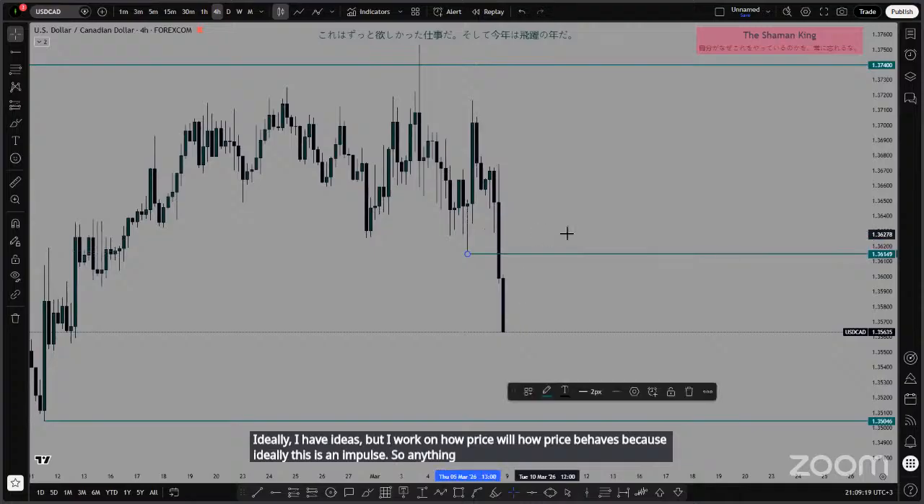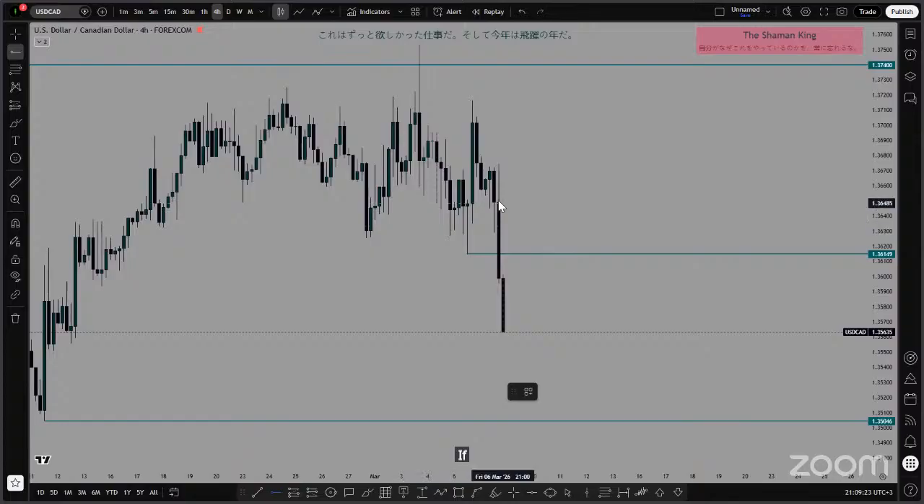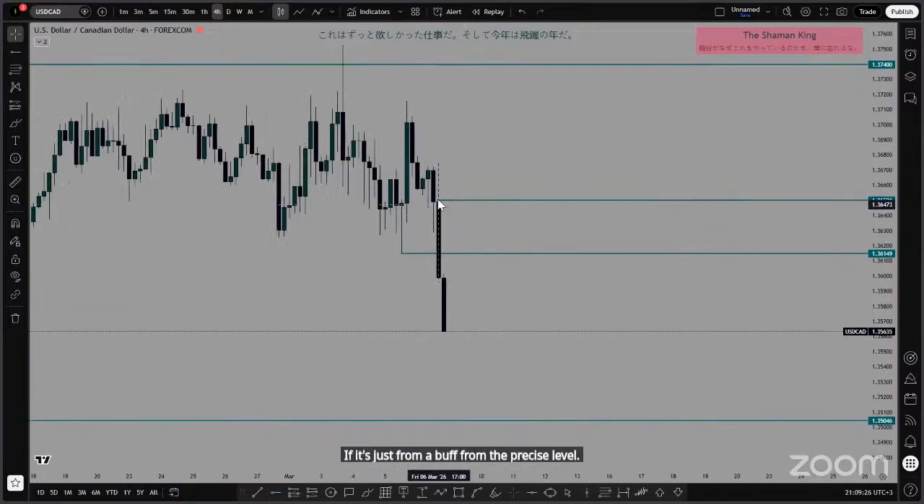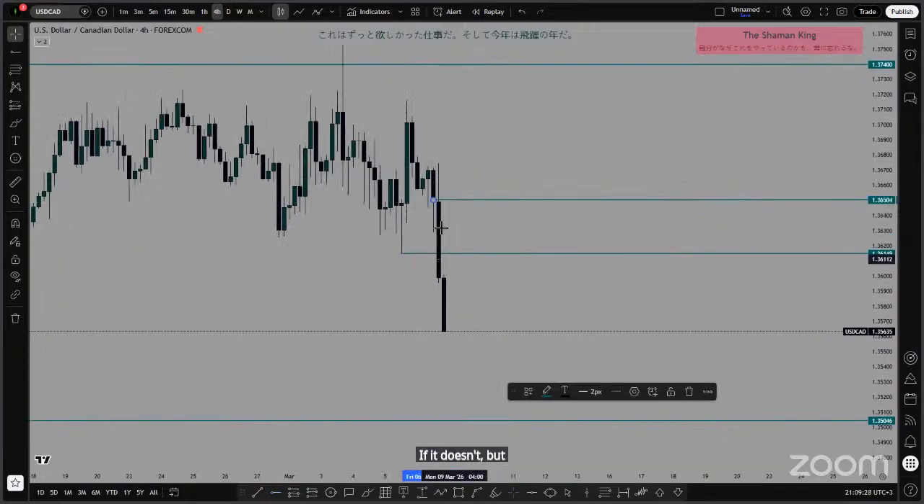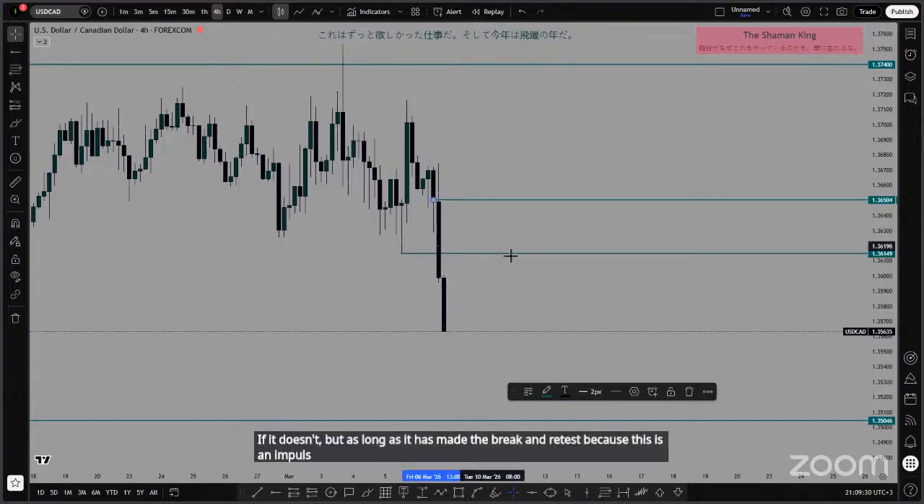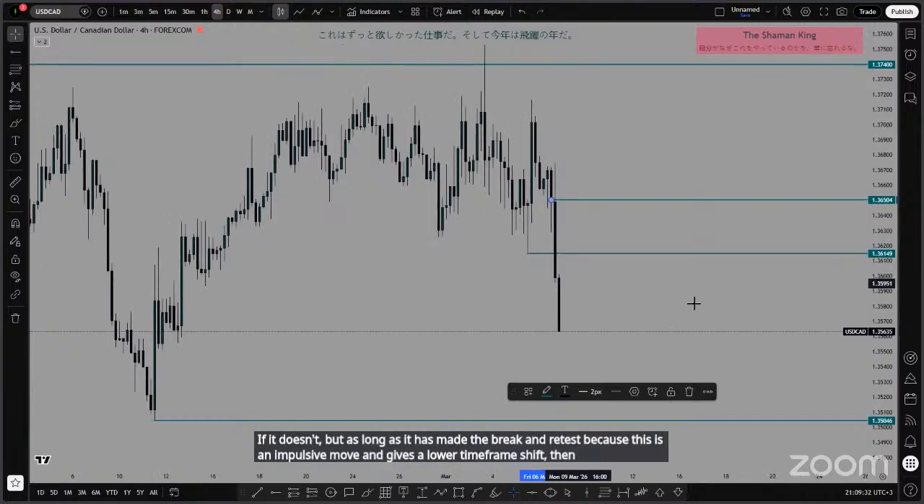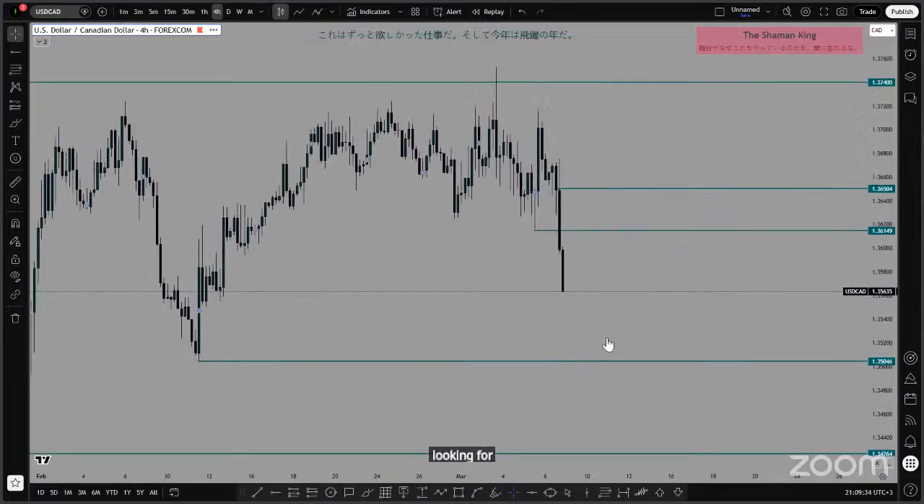Price can come inside here. Once price has come inside here, if it reacts from the precise level, well and good. If it doesn't, but as long as it has made the break and retest, because this is an impulsive move, and gives a lower time frame shift, then I'll be looking for shorts to this level.